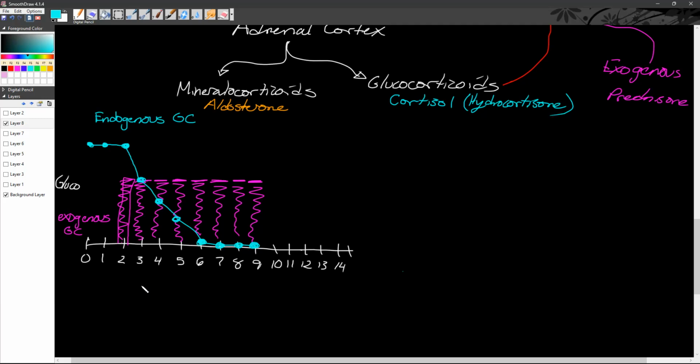So what this means is that if on day 9 this person finishes their course of prednisone, are their cortisol levels going to jump right back up to what they were normally, within 24 hours? No. And in fact, it's going to lag behind by a couple of days.